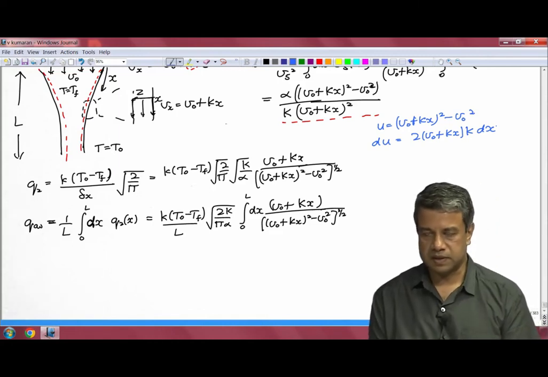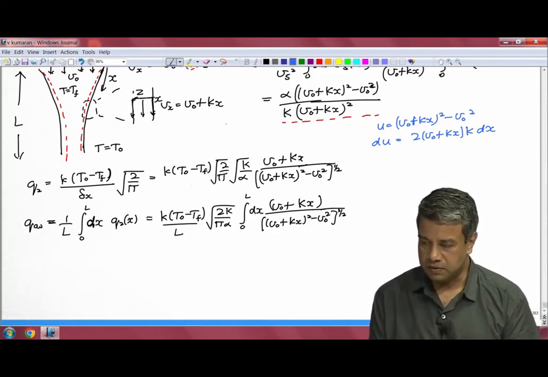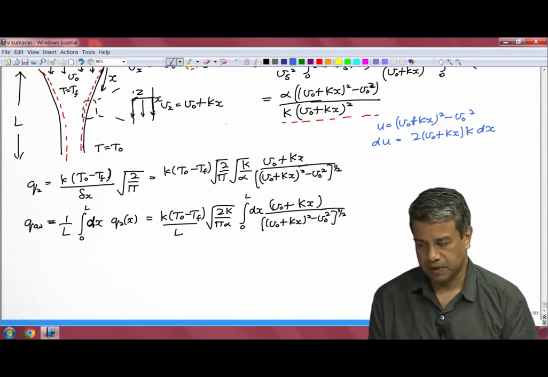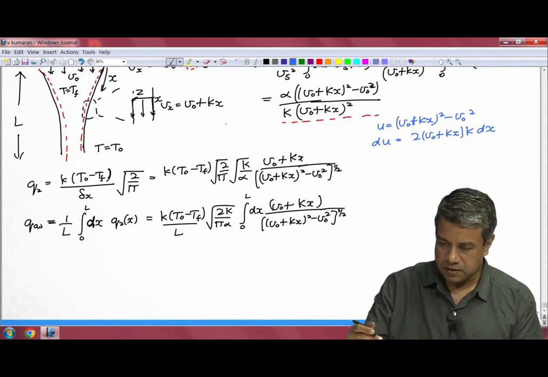If u is equal to V naught plus kx the whole square, du by dx will be equal to 2k into V naught plus kx. So, that you can substitute.